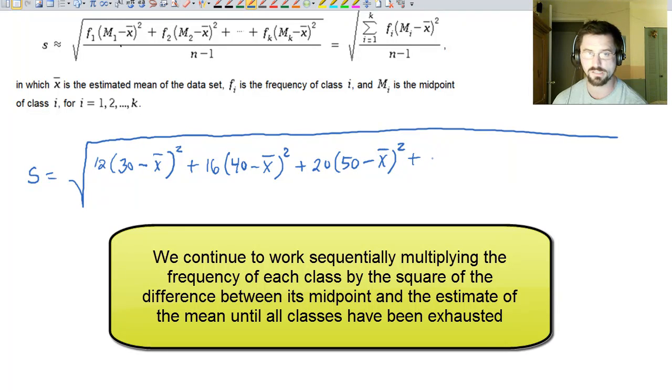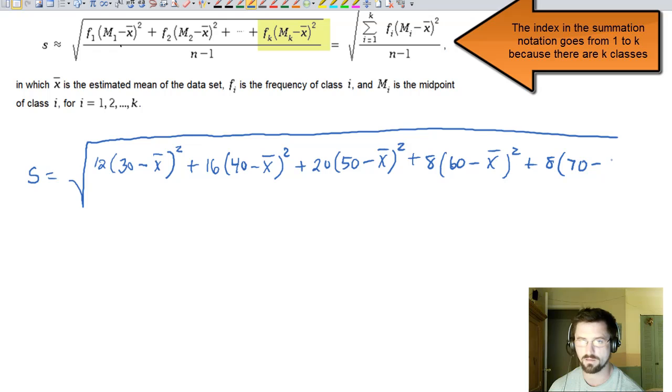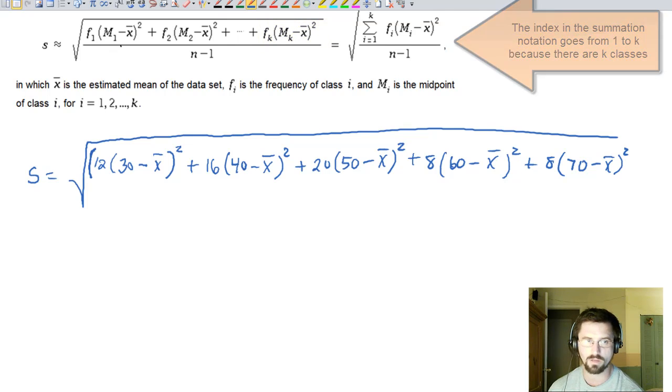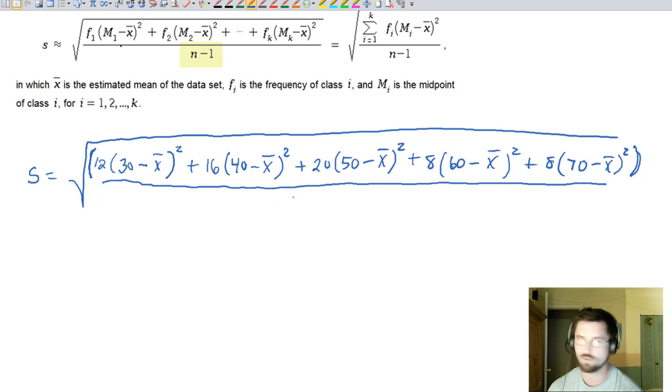The second class had a frequency of 16, 40 minus x bar squared. Third class was 20, midpoint 15, whatever x bar is. And of course you'd have to calculate it, but we're not going to here. Next class had 8, 60 minus x bar squared. And then the last class also had 8, midpoint was 70, x bar squared. And you probably want to put a big grouping symbol here on both ends before you hit divide. And then instead of dividing by n times n minus 1 for this one, it's just divide by n minus 1. So that's 63. And when you do this correctly, you'll get the exact same answer as you got above.